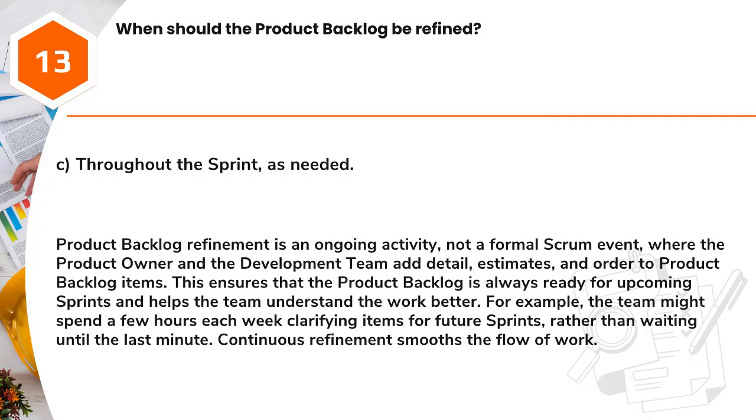Answer: C. Throughout the sprint, as needed. Product backlog refinement is an ongoing activity, not a formal Scrum event, where the product owner and the development team add detail, estimates, and order to product backlog items. This ensures that the product backlog is always ready for upcoming sprints and helps the team understand the work better. For example, the team might spend a few hours each week clarifying items for future sprints, rather than waiting until the last minute. Continuous refinement smooths the flow of work.